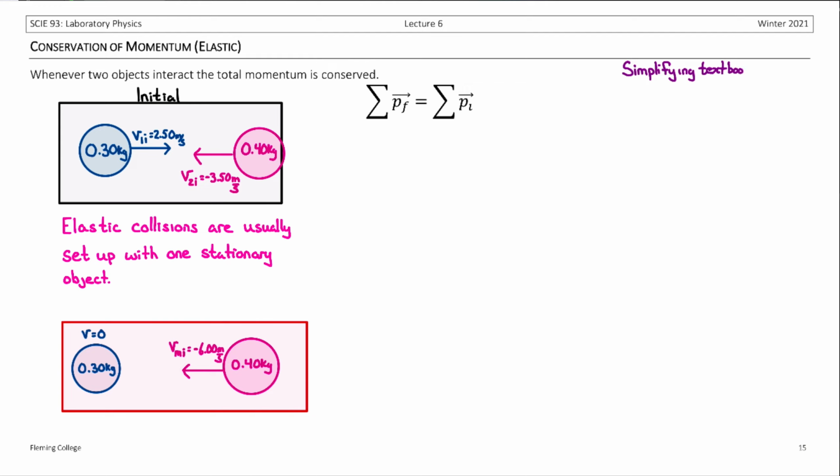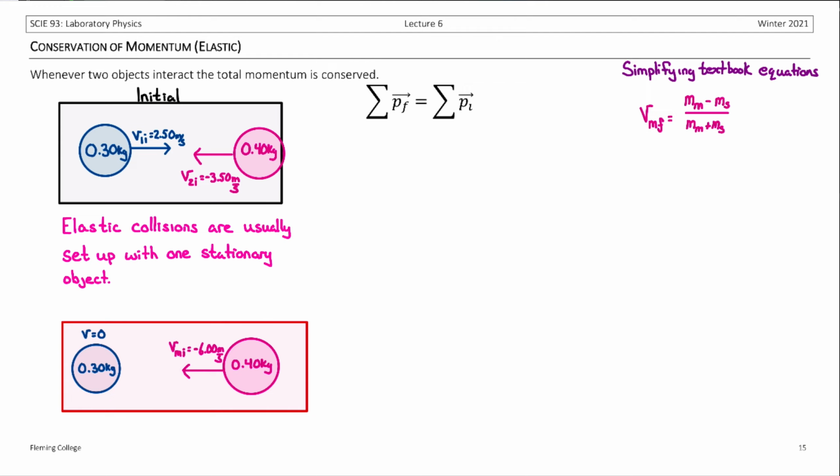While the textbook goes through the derivation, I would not ask you to have to do this on a test. Even more, I'm going to help you simplify these two equations. If you want to find the final velocity of the object that was initially moving, then you use the first equation, which is the mass of the moving object, subtract the mass of the stationary object, divided by the sum of the mass of the moving object and the mass of the stationary object. And you multiply that by the initial velocity of the moving object.